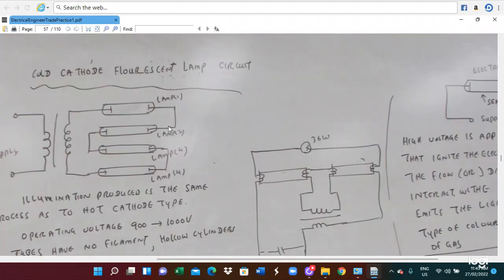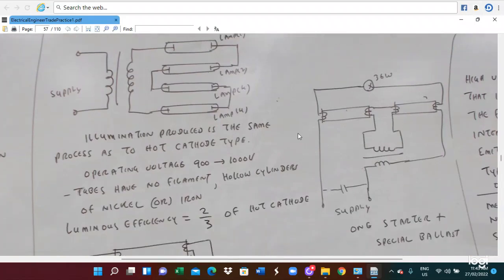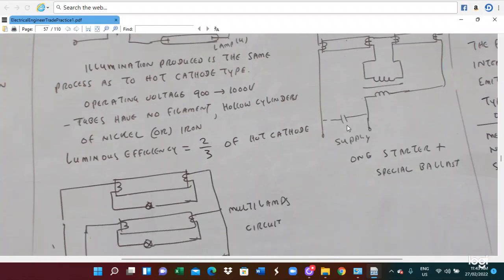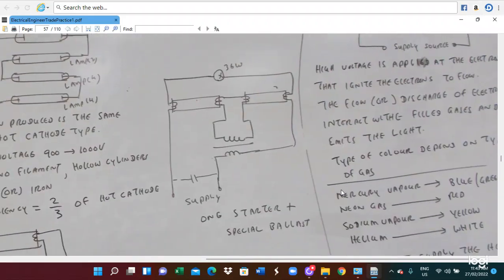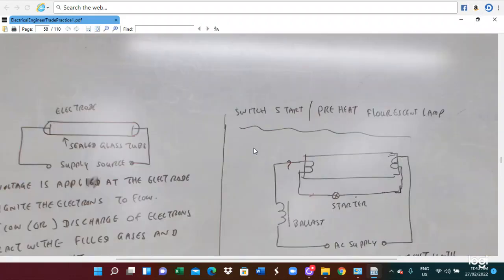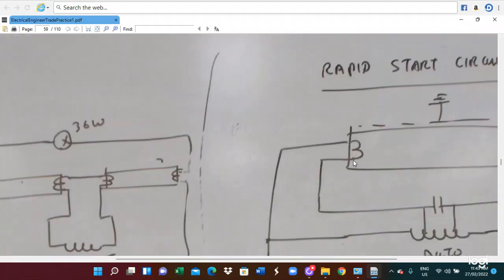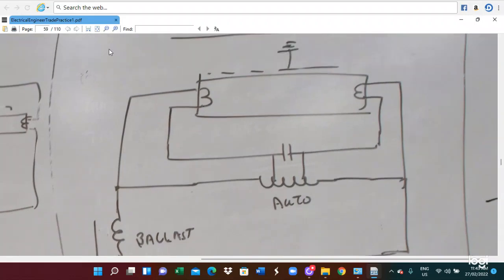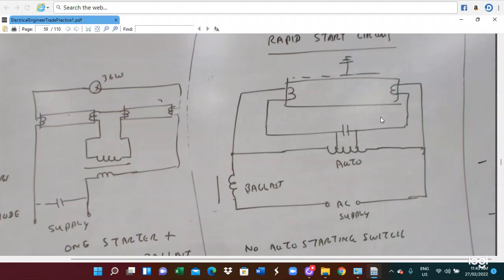Therefore, this is the connection of the cathode lamp and the supply connection here, and here is the connection of the fluorescent lamp and the supply. And also the multi-lamp circuit, we are connecting with different ballasts for their connection. This one is about the switching function. Here is a connection of the starter ballast in the AC supply. Here is a rapid starter circuit. Rapid starter circuit, ballast, auto transformer, rapid starter circuit connection.